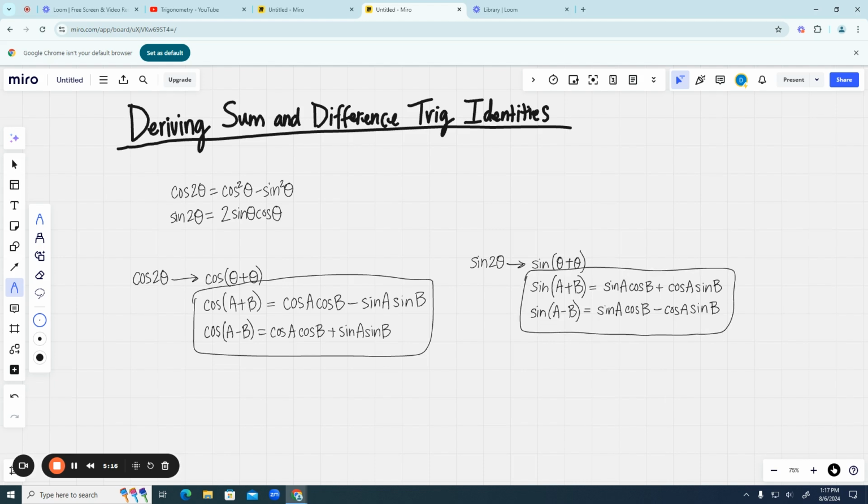And this is really useful because it's really hard to memorize these. I'm pretty good at memorizing stuff, and sometimes I just forget them, so I find it easier to just prove to yourself where they come from.